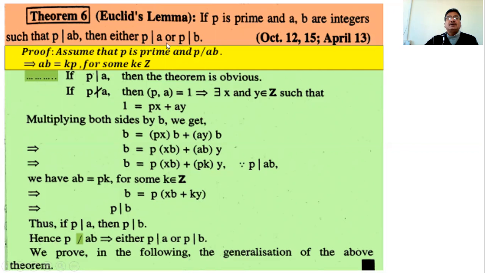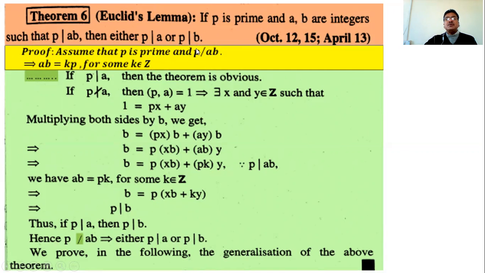What do I have to show? P divides A or P divides B. What is given? P is prime, A and B are integers, and P divides AB. We have to show that either P divides A or P divides B. So I assume that P is prime and P divides AB.